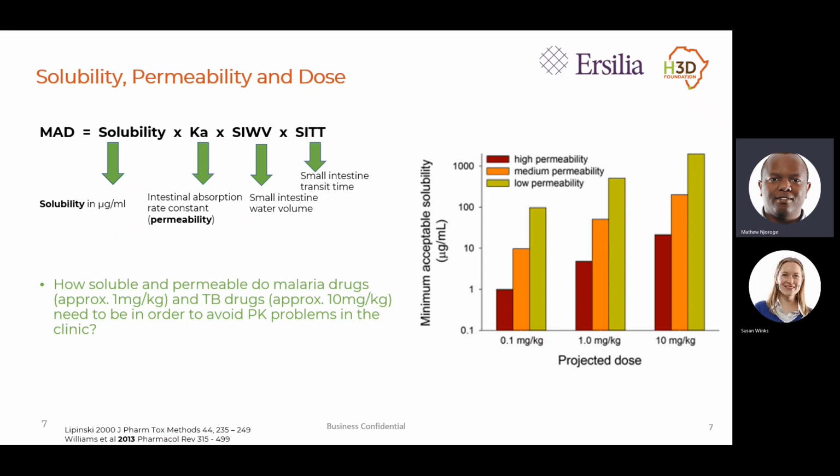As a quick note about TB drugs, for example, which tend to be dosed around 10 milligrams per kilogram, the solubility that we will need for a compound with low permeability approaches 100 micrograms per ml, as an example. So that allows you to start thinking about how permeable you need your compound to be, or how soluble you want your compound to be, if you say you have high solubility in that context.